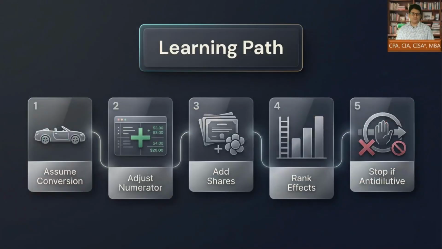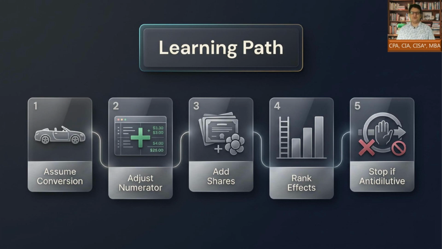Here is the 5-step path for this lesson. First, assume conversion. Second, adjust the numerator. Third, add the conversion shares to the denominator. Fourth, rank the securities by their incremental EPS effect. Fifth, stop when a security becomes anti-dilutive.